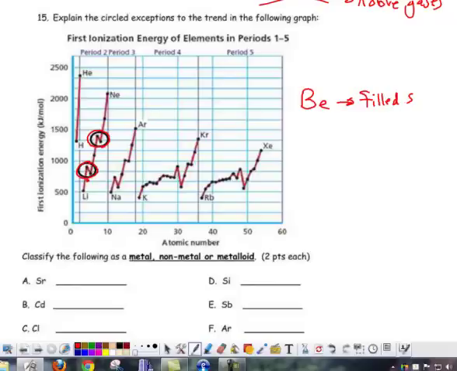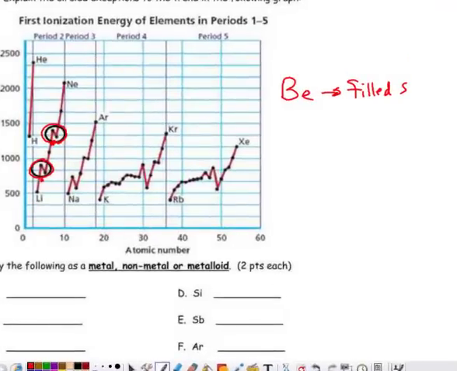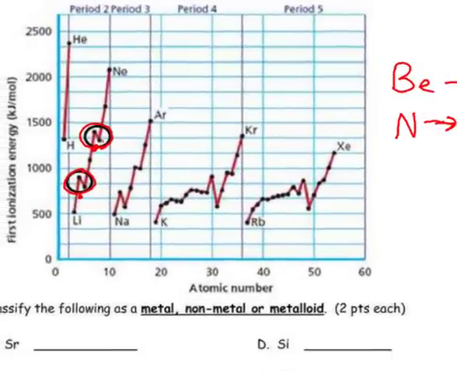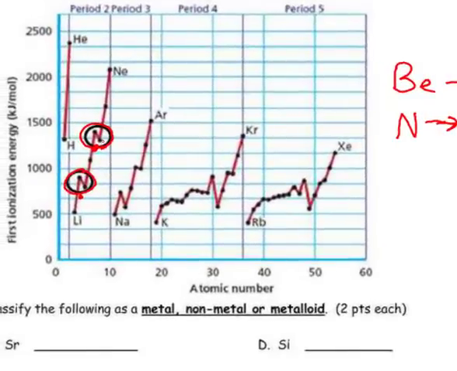Then you go to boron, which only has 1 in the P. So it's not filled, it's not half filled. And so you go back to the trend, boron, carbon, nitrogen, and then back down again. So nitrogen really should be somewhere in that area. But nitrogen has a half-filled P sublevel. So again, somewhat stable, requires a little more energy than we would think, and then it drops back down to the regular trend.